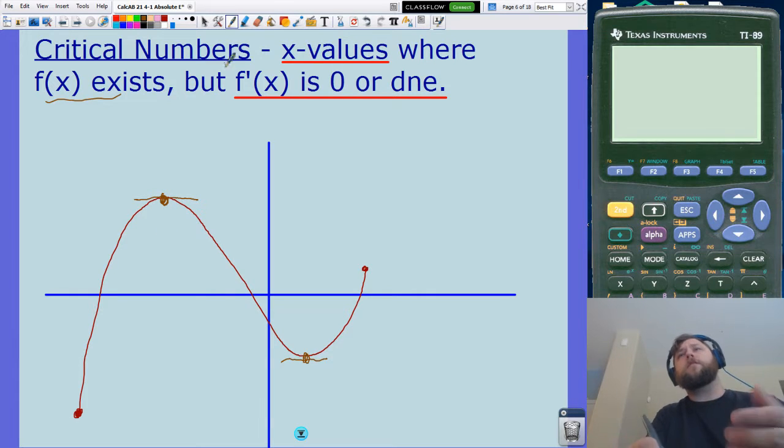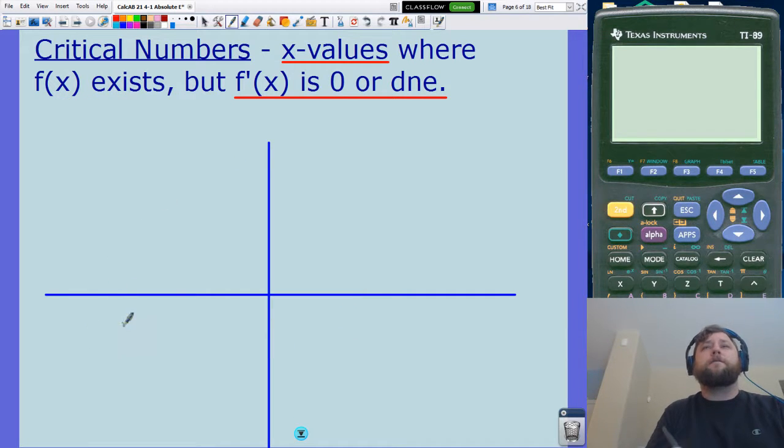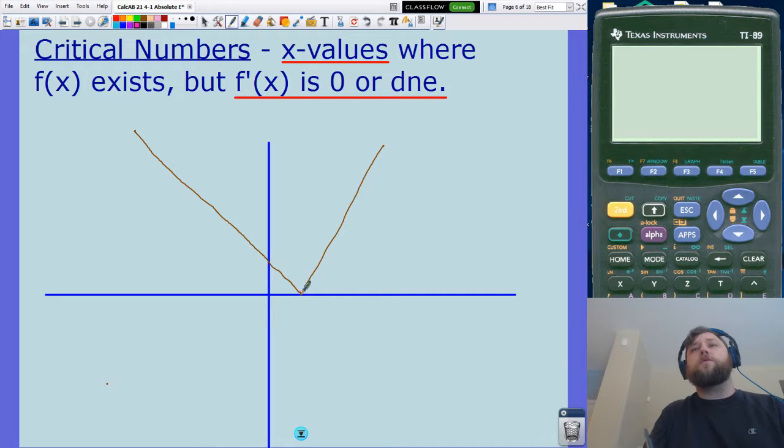Now, we also care about where it does not exist. You might be like, well, what is that going to look like? And here's an example of what this looks like. What if I did an absolute value function? That makes that V-shaped thing. So a derivative does not exist when you have sharp turns. So this could be a critical number. It's a relative min or max.